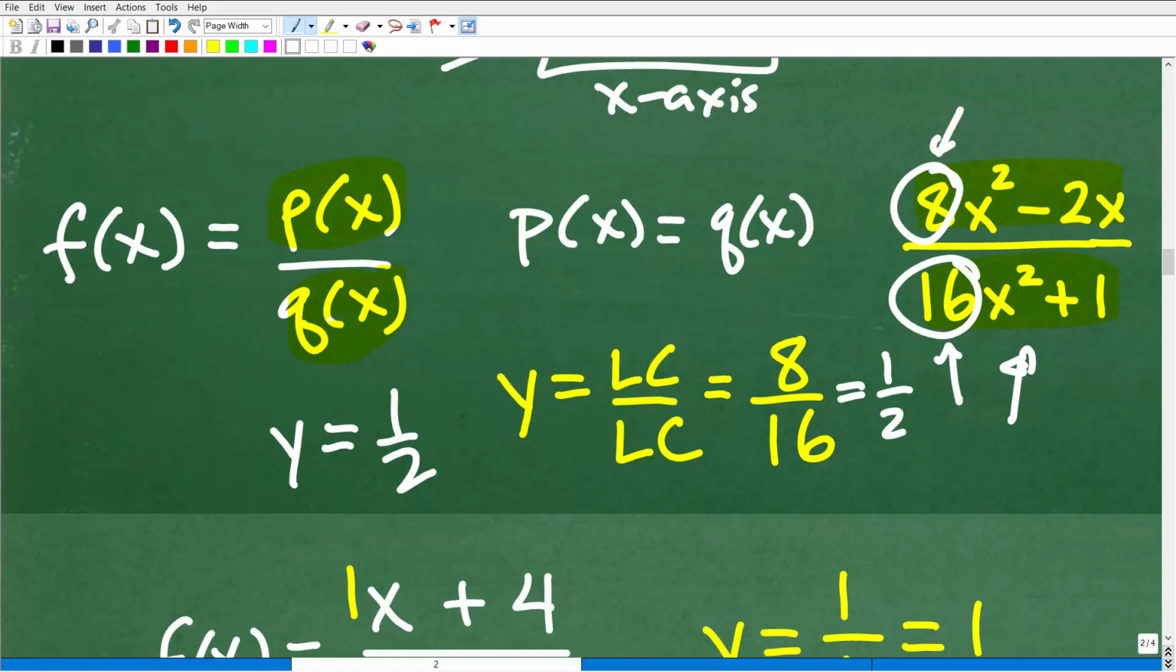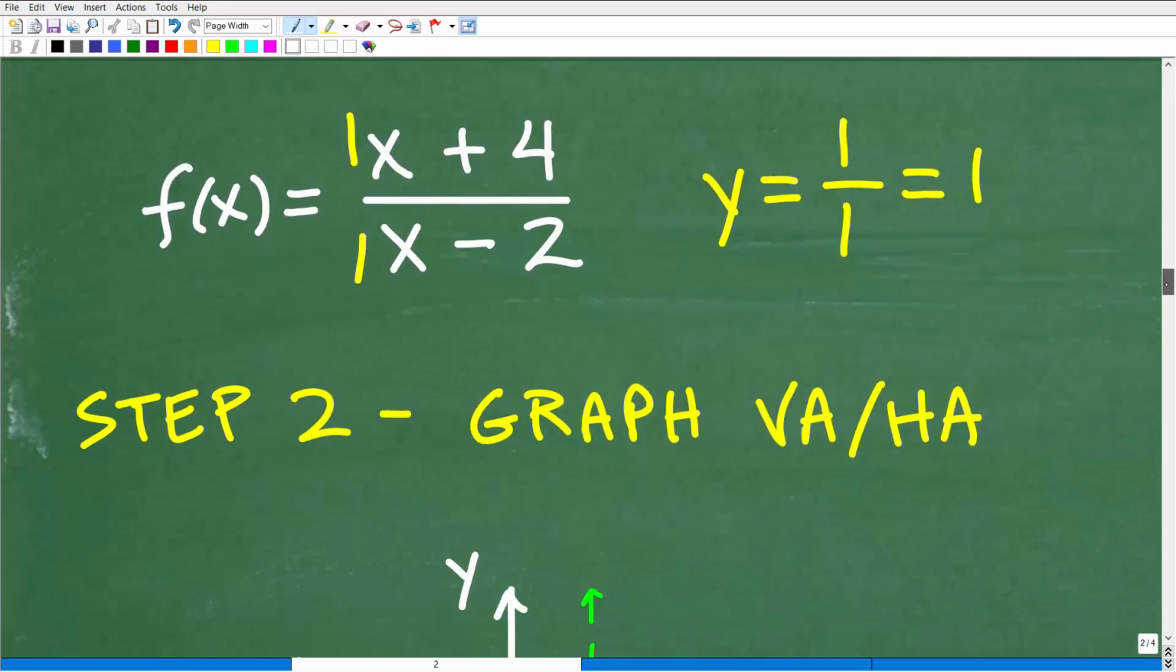Okay, so again, a lot to cover, and we haven't even gone into sloped asymptotes, but this is all we need for this particular problem. So remember, we already figured out what our vertical asymptote was. It was 2, because we set that denominator equal to 0.